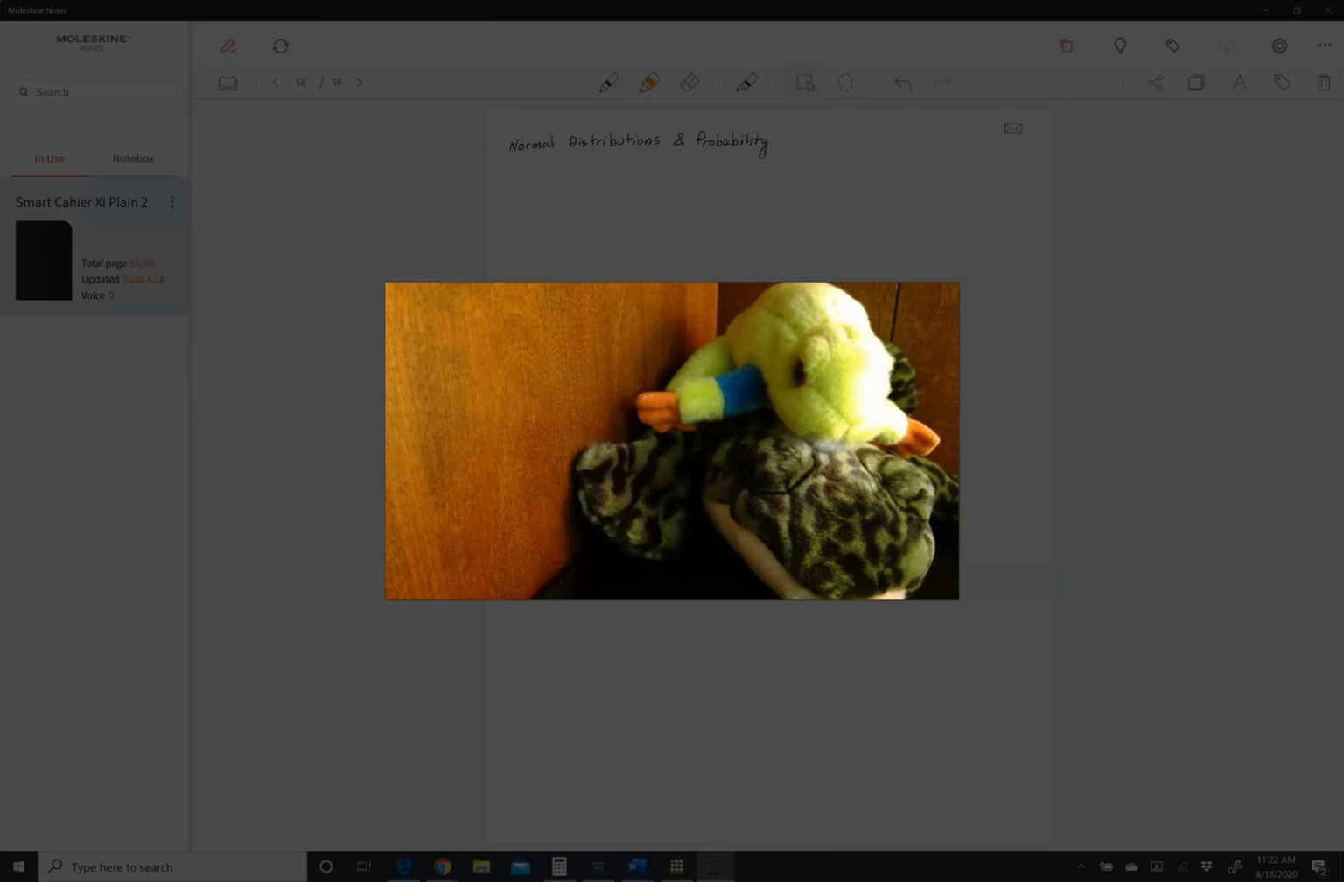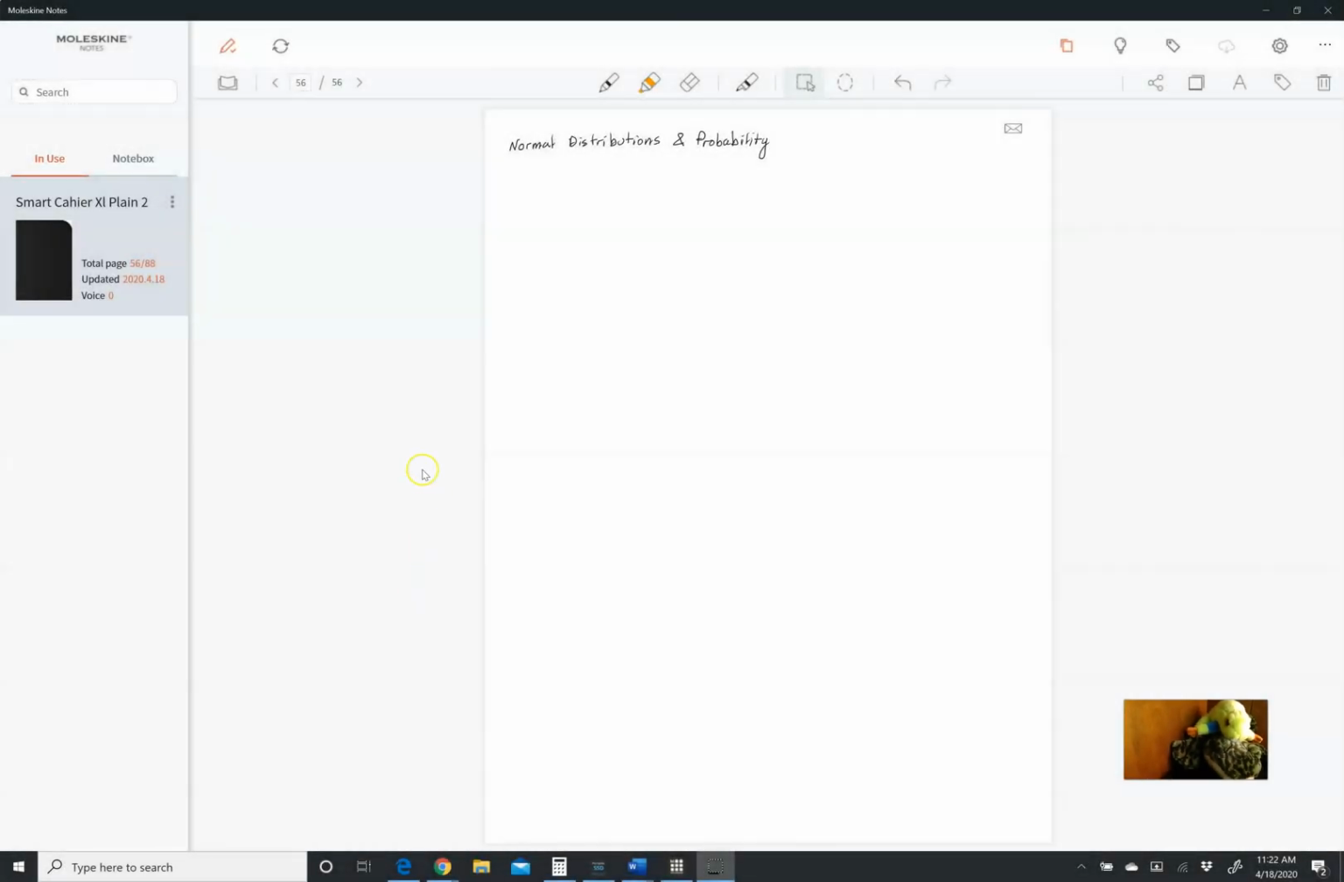Today's lecture is taking normal distributions and applying it to probability. So it's actually really similar to what we talked about in the last lecture. It's going to be a little repetitive, but it's the idea that now we're taking what a normal distribution is and using it to calculate probabilities, just like we did with binomial distributions.